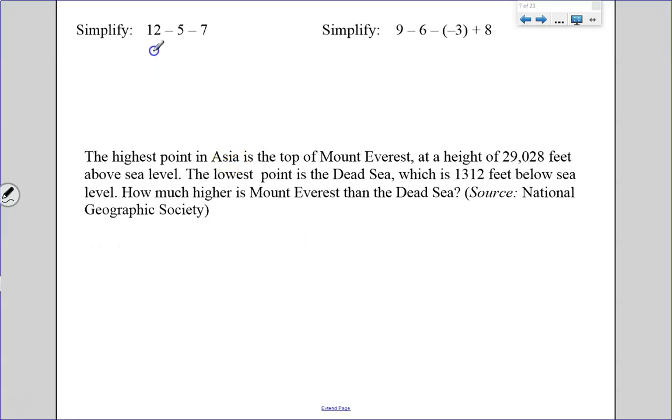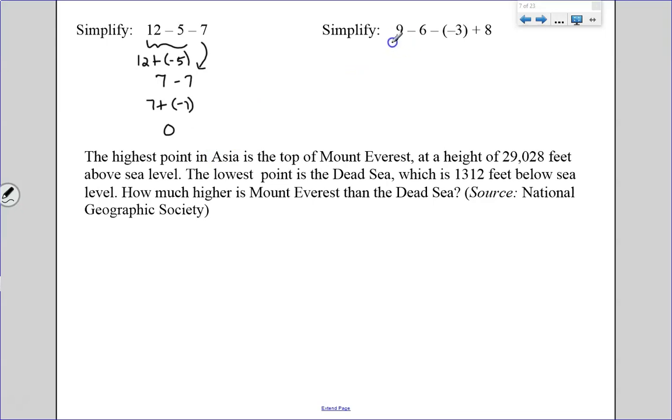Again, whenever you have more than two numbers, you work your way from left to right. So starting with this one, this translates to 12 plus a negative 5. Positive number and a negative number, so I find the difference, which is 7. It's a positive because the larger quantity is positive. I'm going to copy down what's remaining, which is negative 7. Think of this as being 7 plus a negative 7, so this is going to result in a 0.